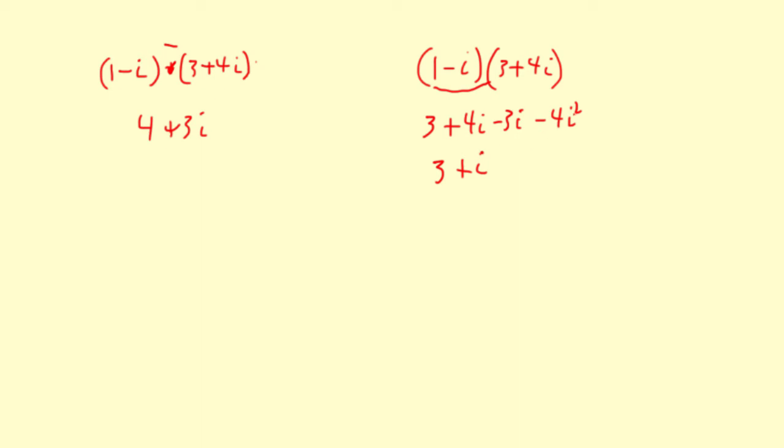And this negative 4i squared, well, here's where it gets interesting. i squared is negative 1. So negative 4 times i squared equals negative 4 times negative 1 equals 4. So minus 4i squared is really the same as plus 4. And then you can simplify one more time. You can add the 3 and the 4 to make 7, and then you just have the plus i. Okay, so that's addition and multiplication.